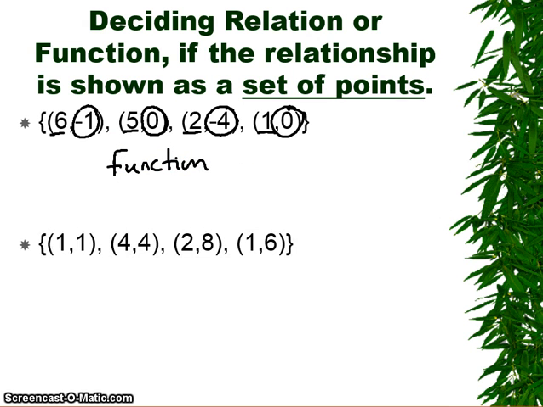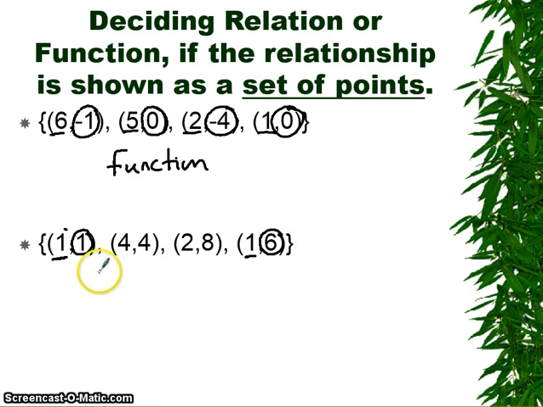Let's look at another example. Remember, we're asking ourselves, does every input have one and only one output? So let's start here. Does the input of 1 always output 1? Well, do you see any other inputs of 1? Yeah, here's another input of 1, but it's outputting 6.